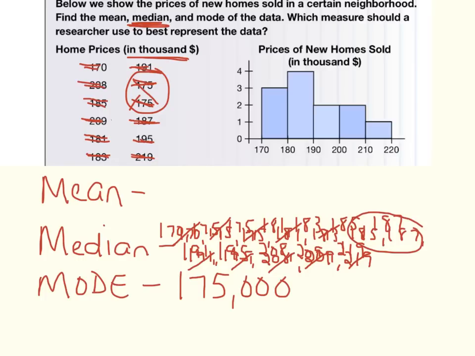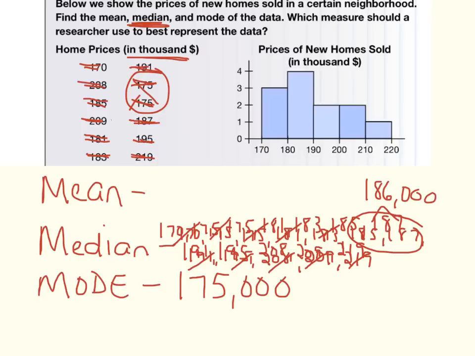So in order to find the median, you have to average those two numbers. Or for our purposes, you can look and see which number is in between, which would be the average, and that's going to be 186,000. So the median is 186,000.